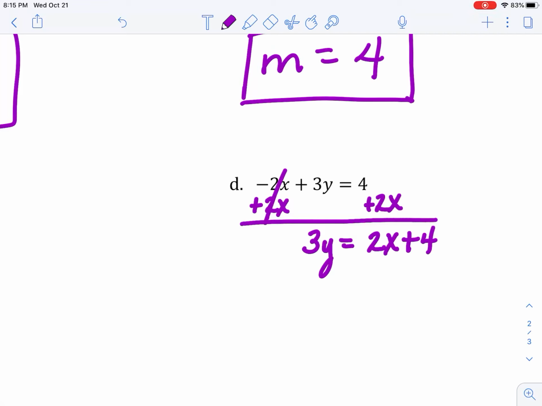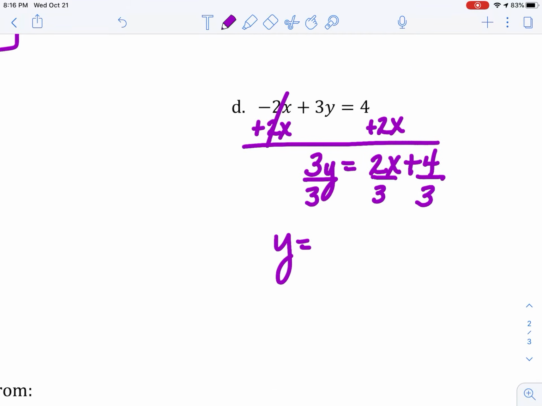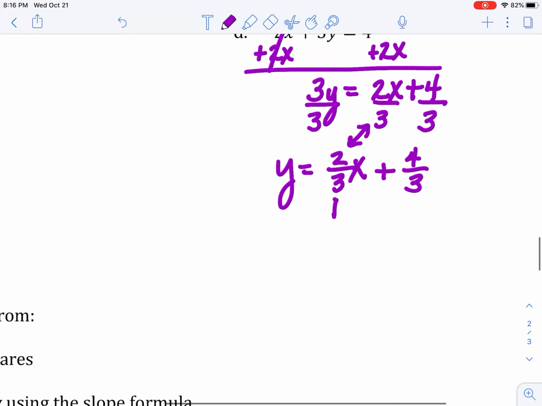And then I'm going to divide by 3 because I'm trying to isolate my y. So if I divide everything by 3, I end up getting y equals 2/3 x plus 4/3. Now this right here, these two things are the same, right? It's okay to have 2x over 3, or it's okay to have 2/3 with an x next to it. Those mean the same thing, all right? And so I like to write it as 2/3 x because that way it's really obvious what number's in front of x. Again, that's going to be my slope. So my slope is equal to 2/3.